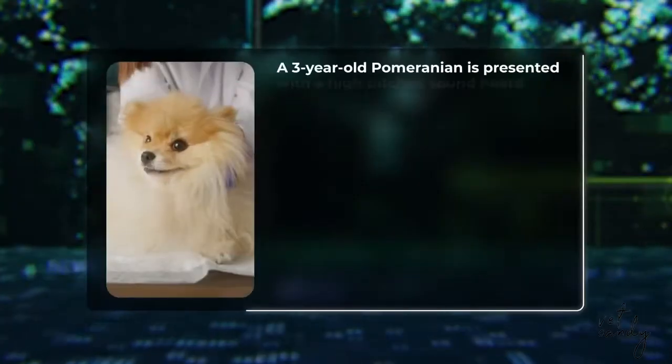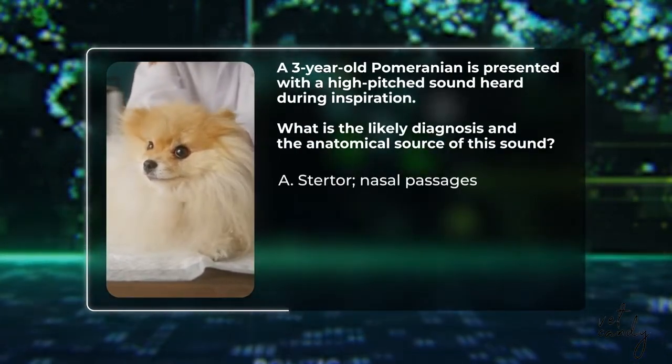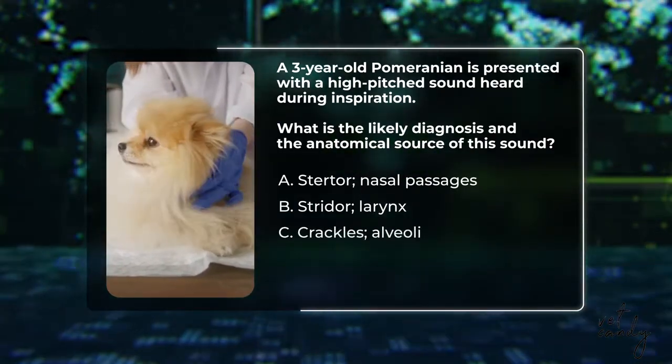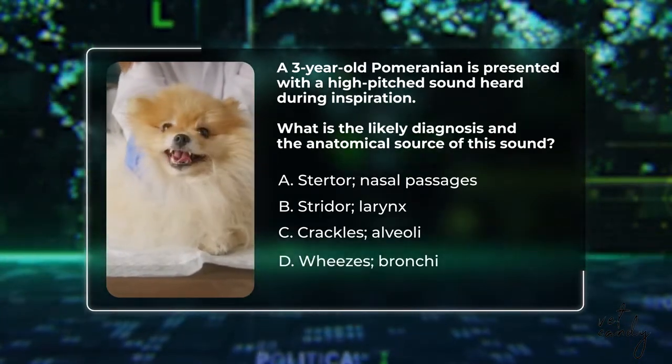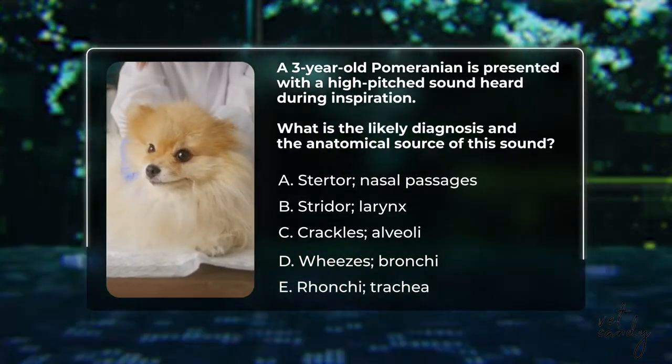And now it's time for question number 4. A 3-year-old Pomeranian is presented with a high-pitched sound heard during inspiration. What is the likely diagnosis and the anatomical source of the sound? Is it A, stertor and nasal passages? Is it B, stridor and larynx? C, crackles and alveoli? D, wheezes and bronchi? Or E, rhonchi and trachea?